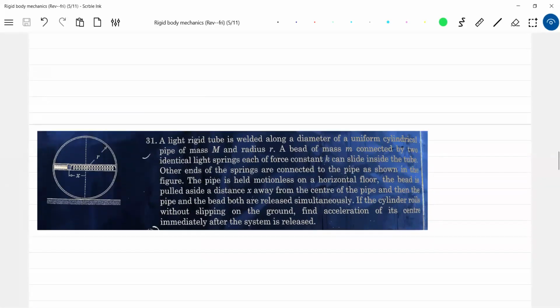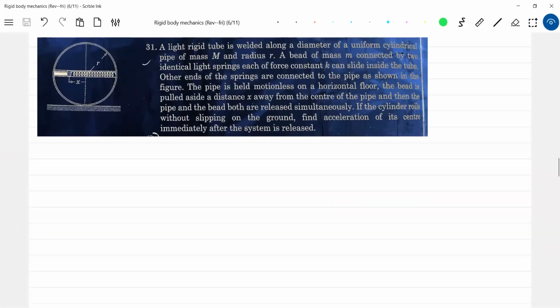Same thing. I'll tell it later on. Just in rolling motion, I brought a spring force. We don't have any question where the spring force is in rolling motion. Let's have one question of that kind. Read it.